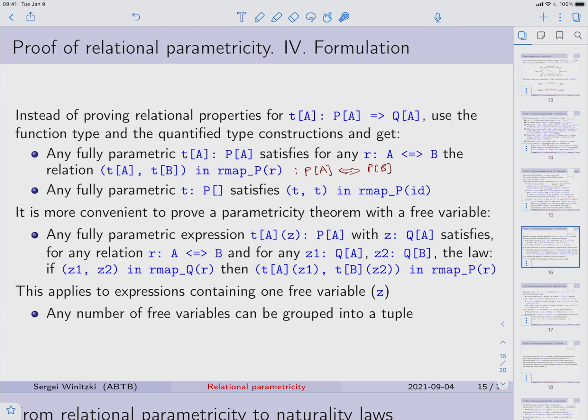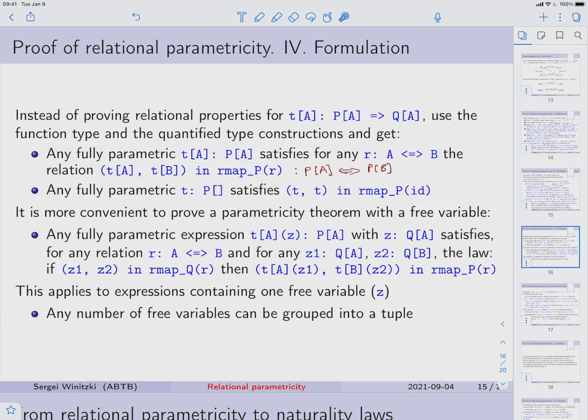Any fully parametric expression with a type parameter, it's much more convenient to have a type parameter, not to hide it and to talk about this strange thing that a term is related to itself. This is very confusing. Much easier to say, well, we have a term with a type parameter, and then we have this relation between T of A and T of B, which is the relation lifted to a type constructor P from an arbitrary relation R. So that is what we're going to do here, but we're adding a free variable.